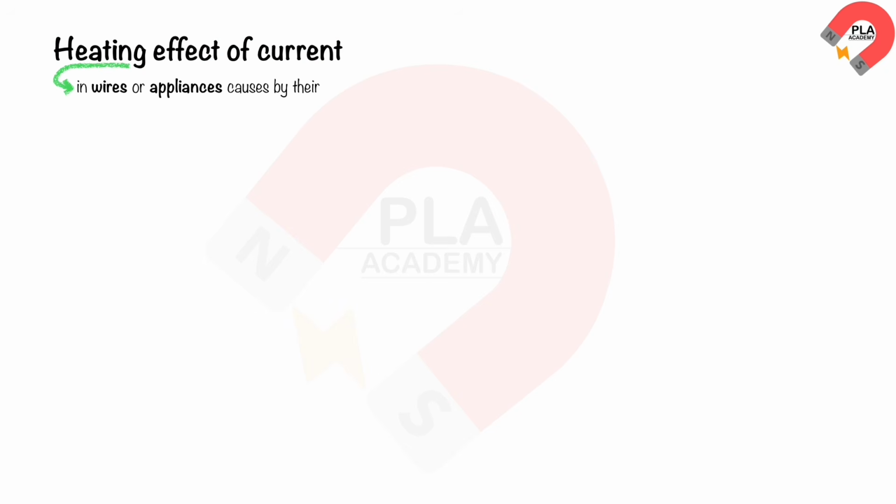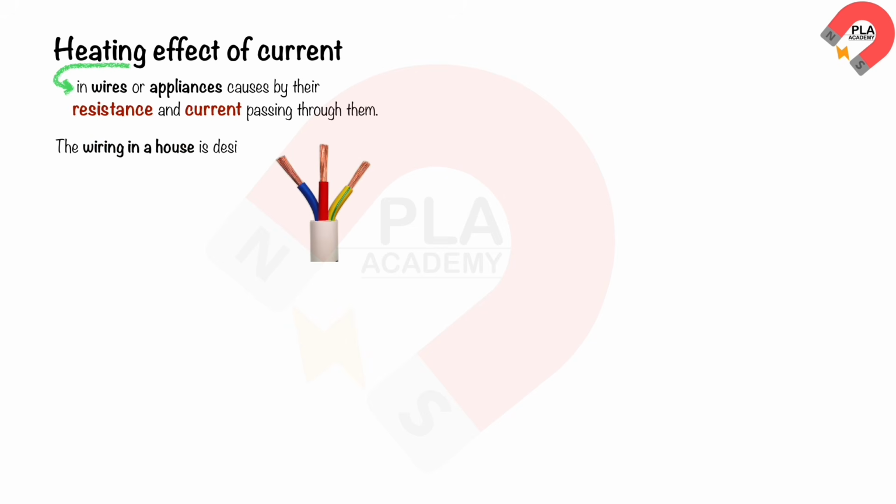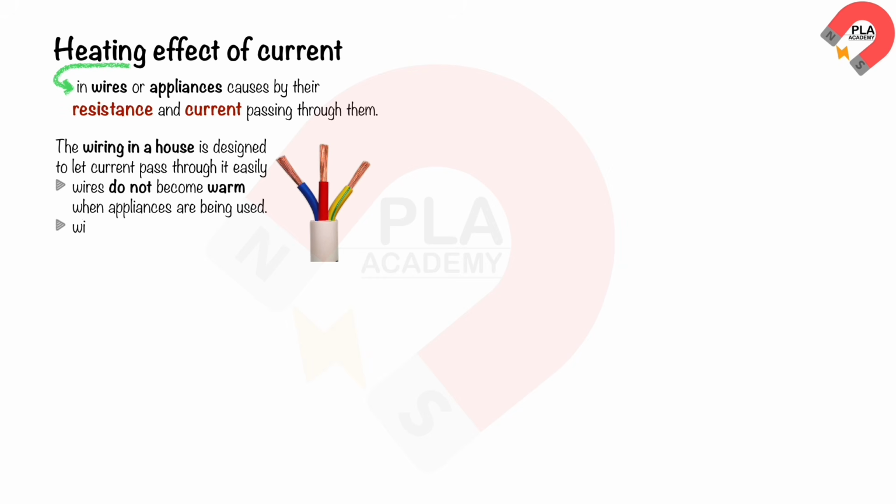Heating effect of current. Heating effect of current in wires or appliances is caused by their resistance and the current passing through them. The wiring in a house is designed to let current pass through it easily. As a result, the wires do not become warm when appliances are being used. We say that the wires have a low resistance and a lower heating effect. These wires are made of copper with insulation.